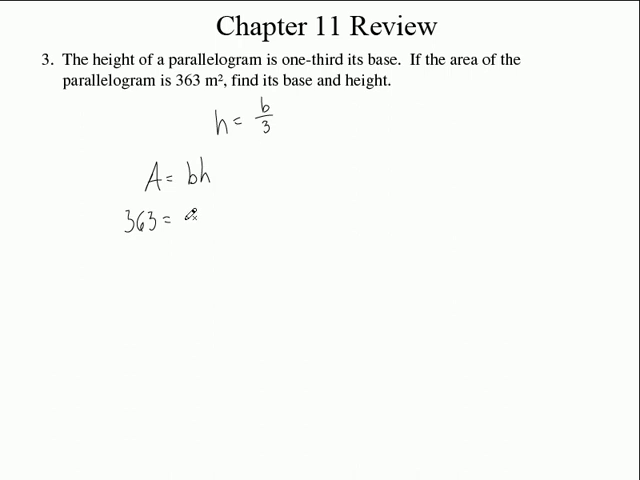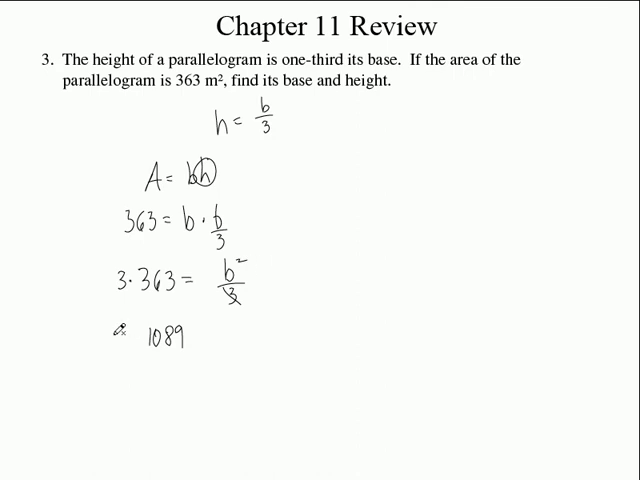So what is the base? Well, the base is just b. We don't know what it is. Do we know the height? Yeah, we kind of know the height, don't we? It's base over 3. So you can go ahead and solve for this. A couple ways you could approach this. This is one way. B times b is b squared over 3. Let's get rid of the 3. We get rid of it by multiplying both sides by 3. So you take 3 times 363, and I believe that's 1089.